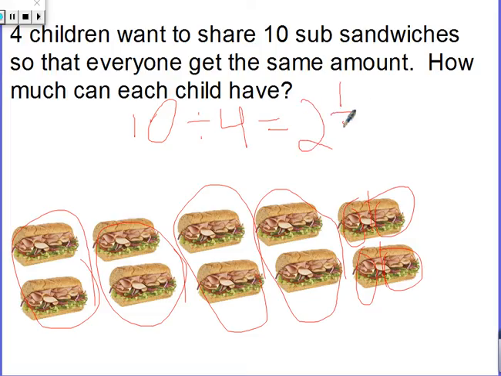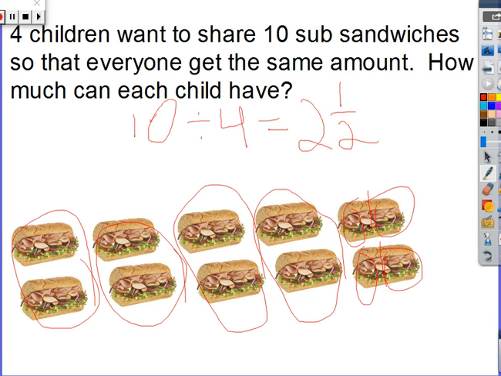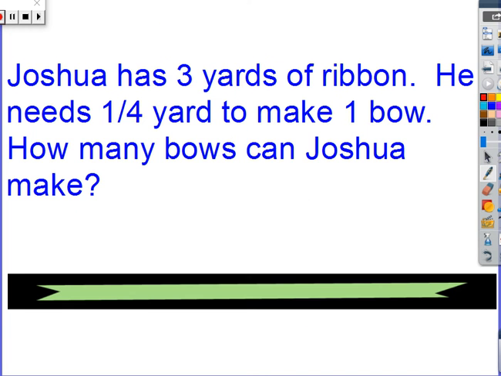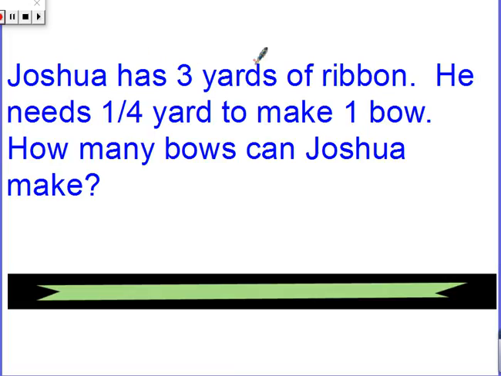now Joshua has 3 yards of ribbon. He needs 1/4 yard to make one bow. How many bows can Joshua make? Well, I have 3 yards here, but I also know I need 1/4 of a yard. So I'm going to break this 3 yards into 1 yard apiece and just think of it as 1 yard each while I'm working. If I have 1 yard and I'm going to break it into fourths, I have 3 divided by 1/4. I should always write my equation down.